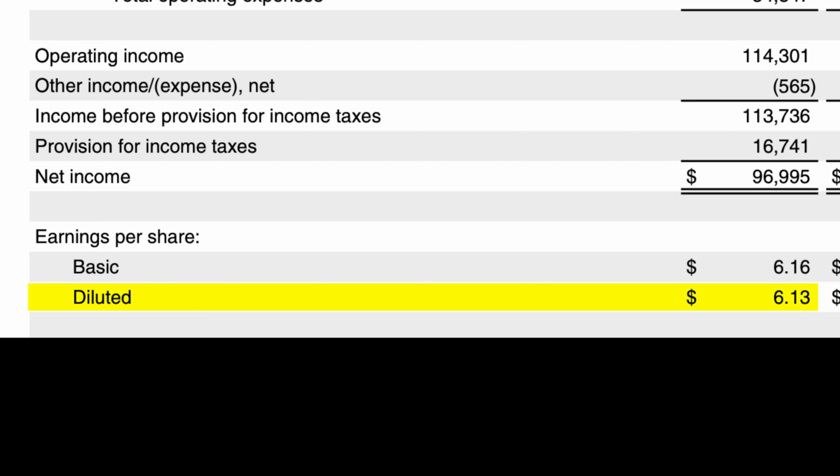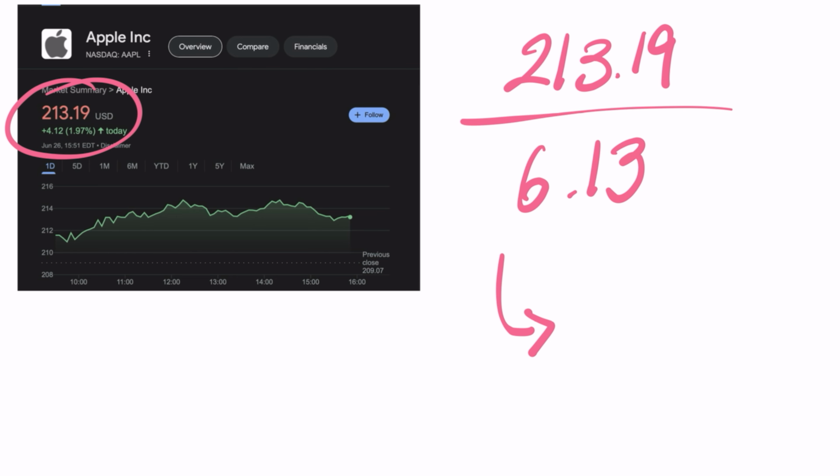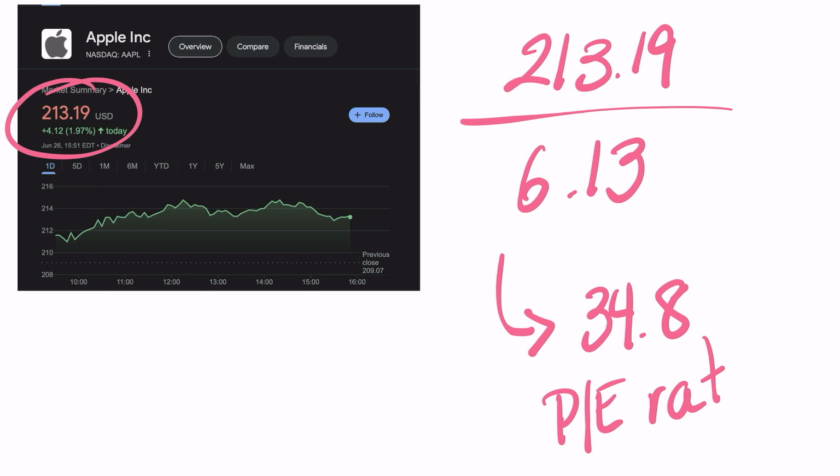4. EPS diluted. This is how much money does one share of Apple made during the period. This number divided by the price is the PE ratio, the price to earnings ratio, and it tells you that it will take 34 years of today's earnings to get your money back.